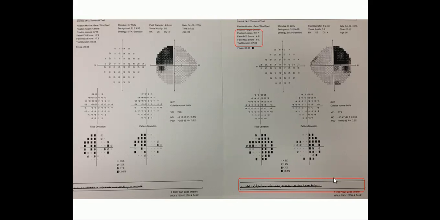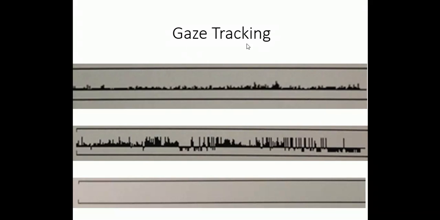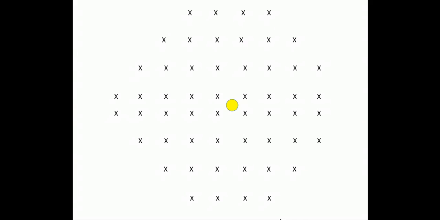We'll start with this one on the bottom where we have all these waves here and what they represent. This is what's known as gaze tracking. This is a slide that I showed you earlier that just reminds us of what's going on during the visual field test and what the patient is seeing. We said that all these points here marked by the X are where the visual field machine needs to check the peripheral vision, and that this yellow circle here represents a fixation light that the patient is looking at as a target throughout the test.